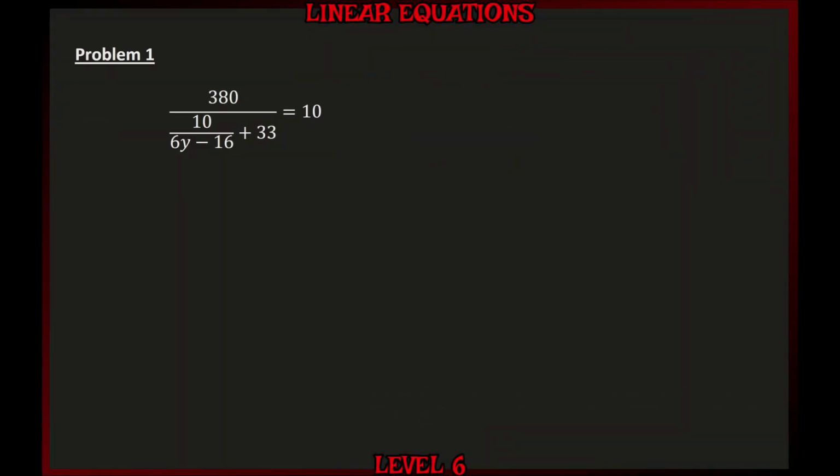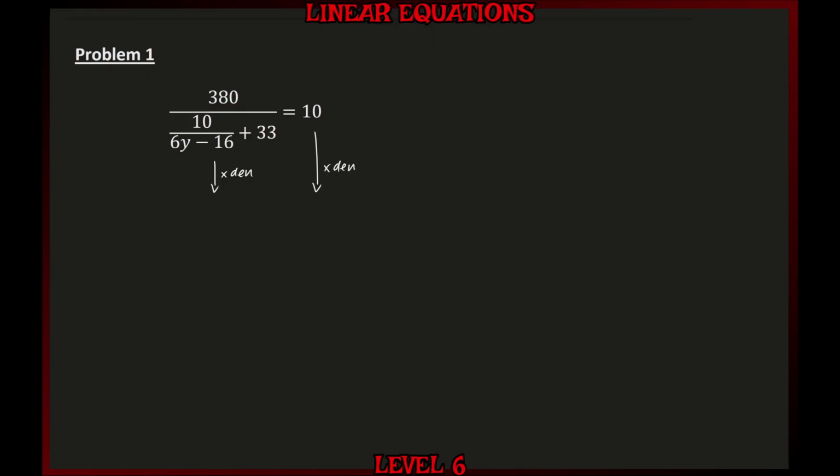In problem 1, we're solving the equation 380 over (10 over 6y minus 16 plus 33) is equal to 10. So to start, we'd like to remove the denominator from the fraction on the left. And to do this, we can multiply the left by the whole of that denominator and do exactly the same on the right hand side.